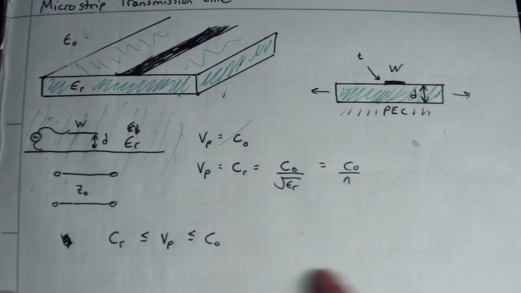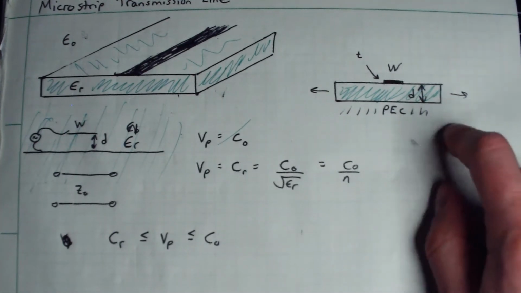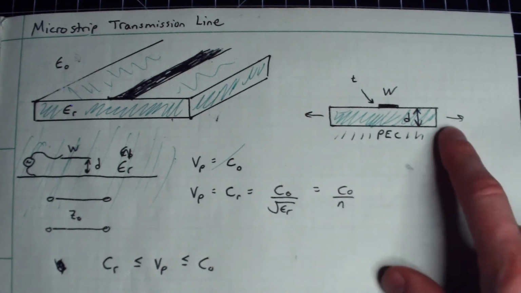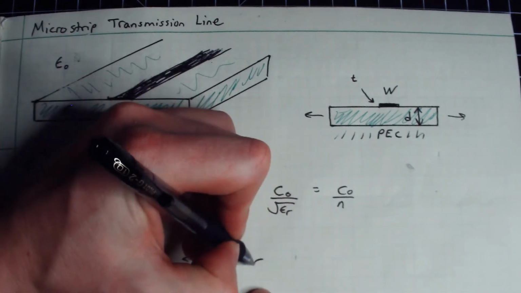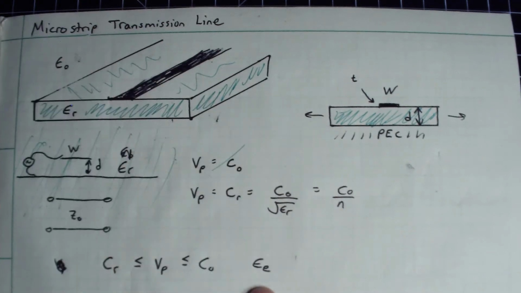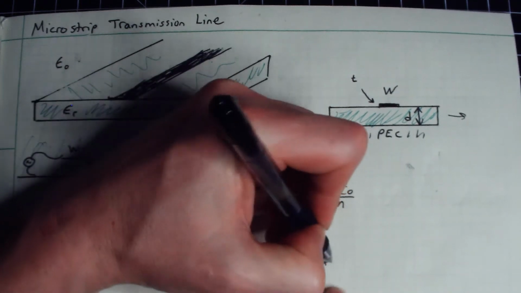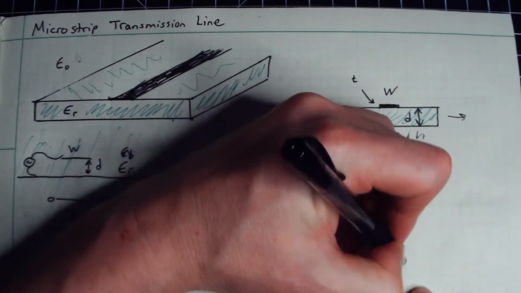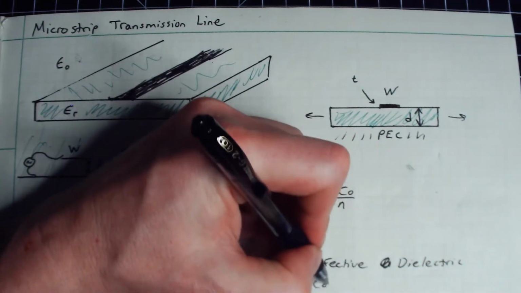So because of that, it's tempting to define sort of an equivalent system. Okay, we can't characterize this thing exactly. The mathematics is just going to be way too hard. But we can at least talk about it in an intuitive sense by defining what is called an effective dielectric constant, epsilon sub E. So let's write that down. An effective dielectric constant.